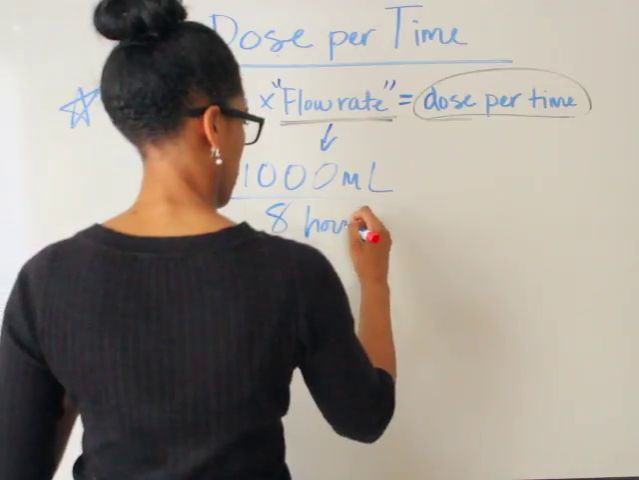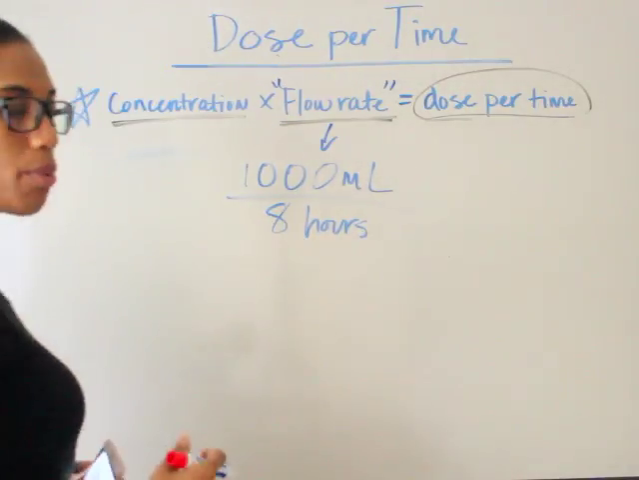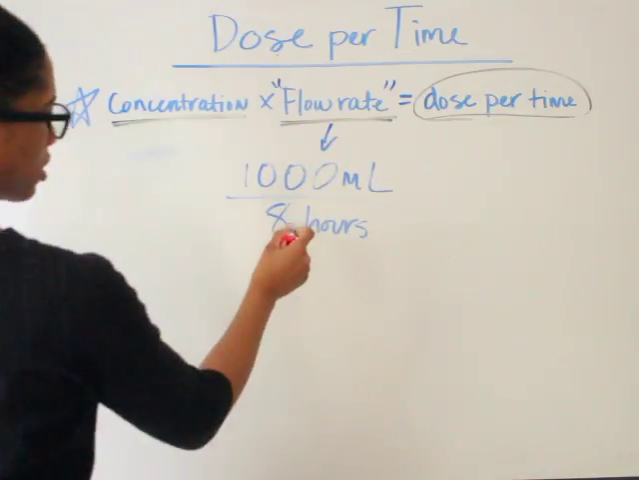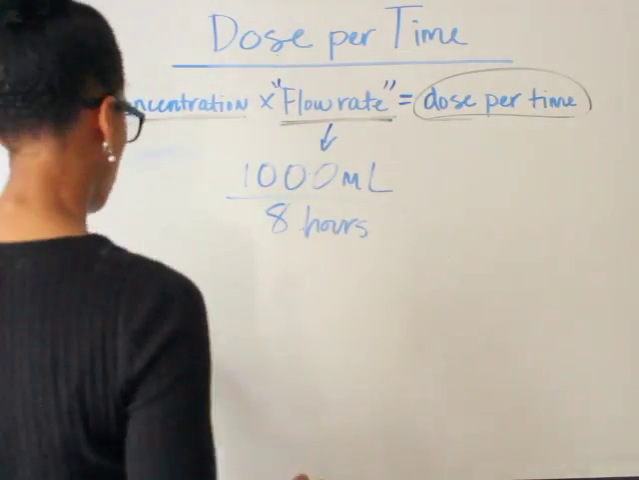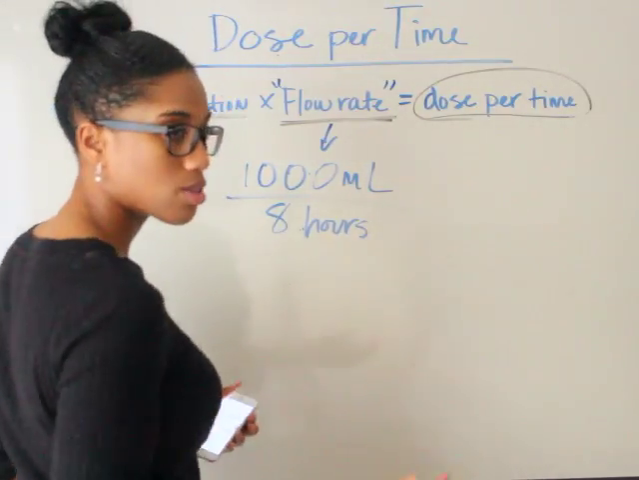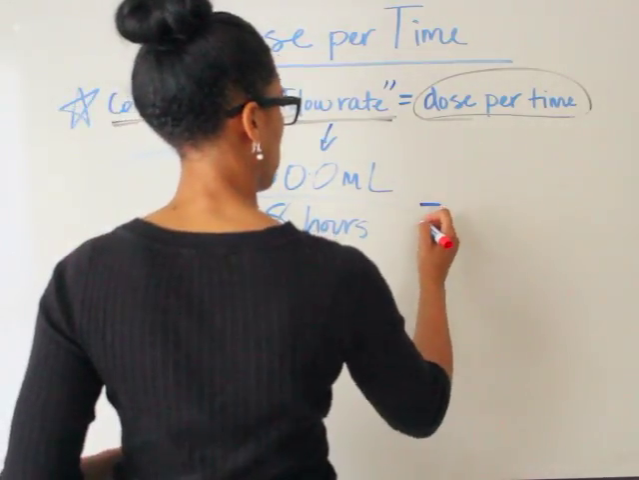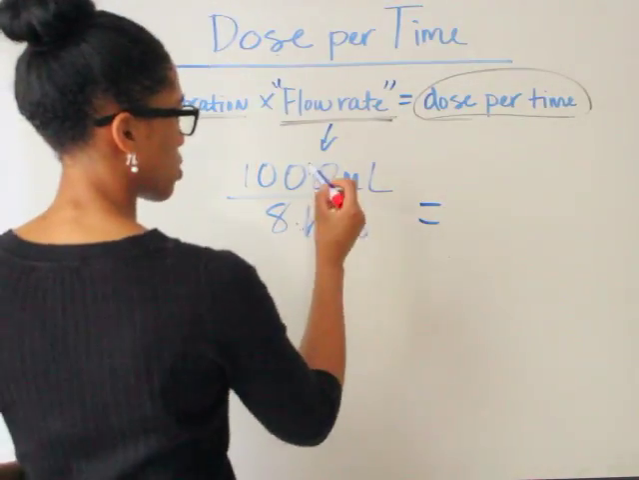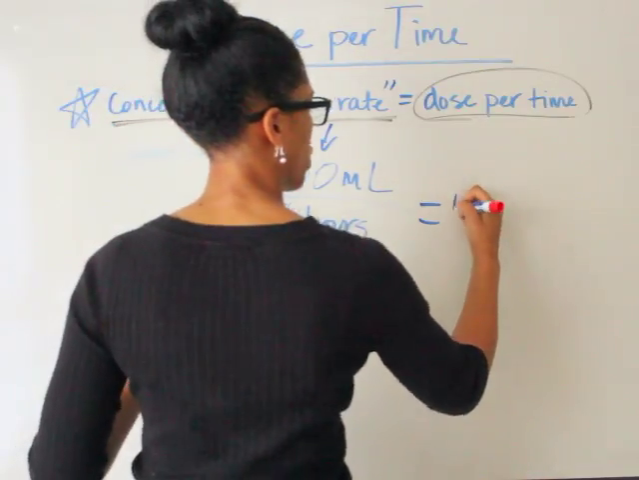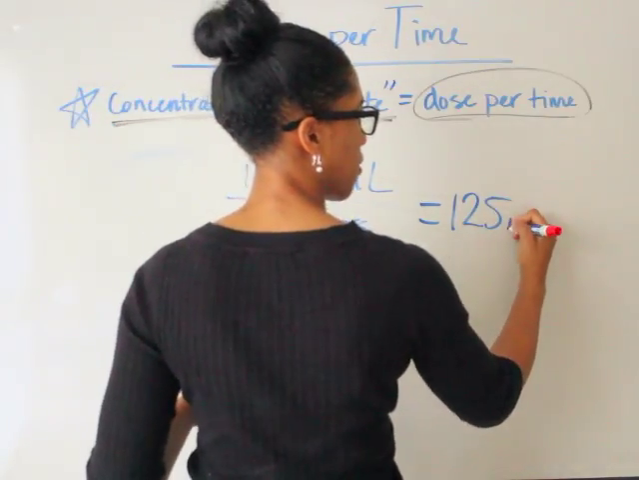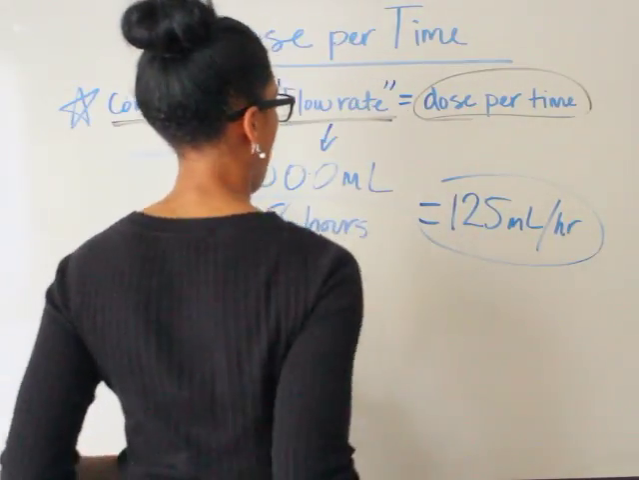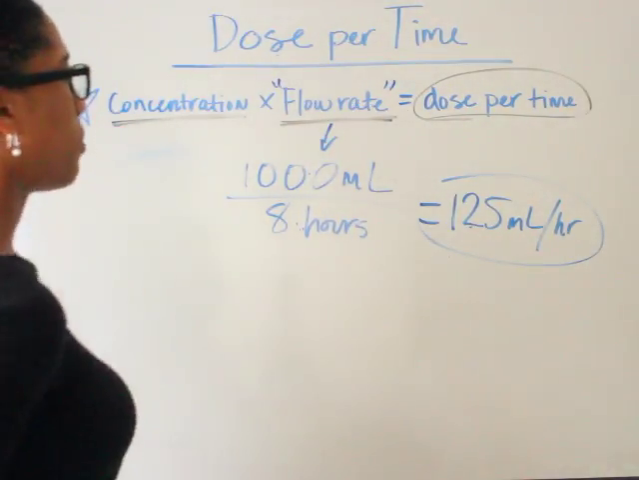8 hours. Basically, to get the flow rate, we're going to divide the time into the milliliters. We're going to divide the time into the amount that we have, and it's just asking for the general rate. It didn't say in minutes or seconds, so we'll just do it that way. So 8 goes into 1,000, and that'll give us 125 milliliters per hour. That's our flow rate.